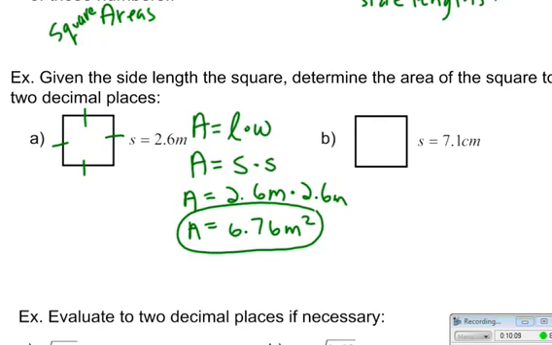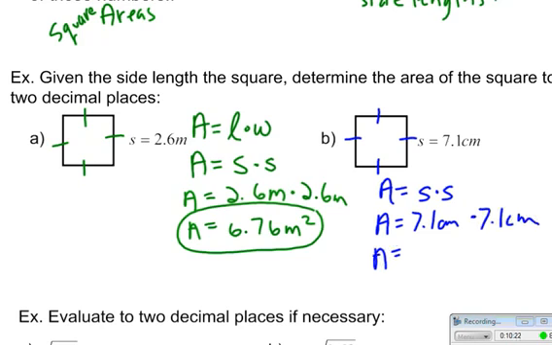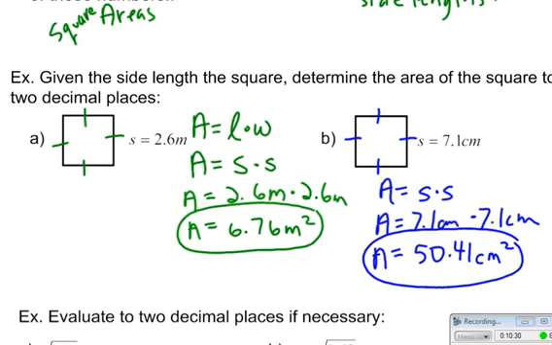The next example, I've also given you the side length, and you want to find the area of the square. So again, area equals side squared, or side times side. So 7.1 centimeters times 7.1 centimeters, we get an area of 50.41 centimeters squared. That should be nice and straightforward for you.